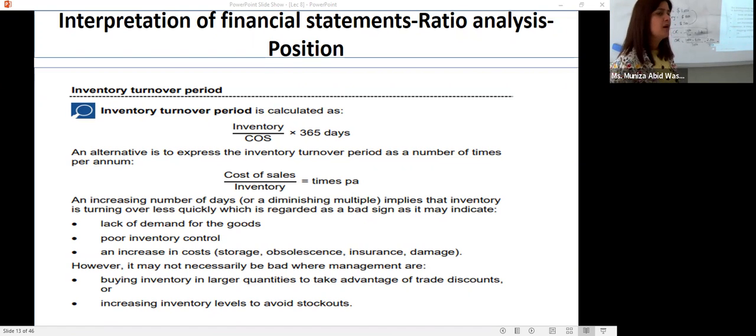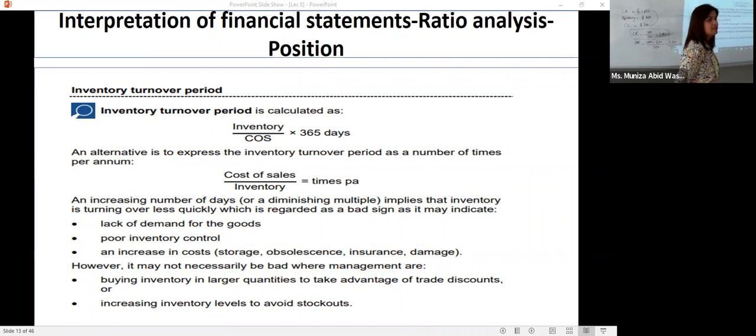How many days the company is normally taking to convert its inventory to the sales revenue is known as inventory turnover period. Instead of inventory turnover period, we can calculate the inventory turnover ratio as well, in which the formula will become cost of sales divided by inventories is equal to times per annum. It tells us how many times in a year the inventory is converted into the sales. If the answer to this ratio is 3, it means that 3 times in a year, 3 times per annum, the inventory is being converted into the sales revenue.